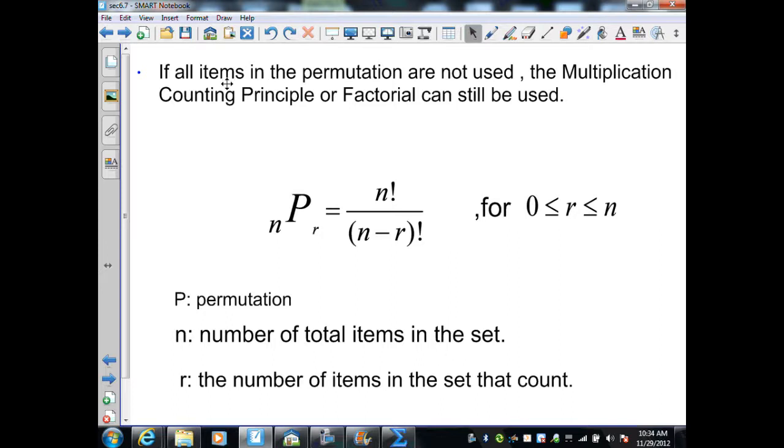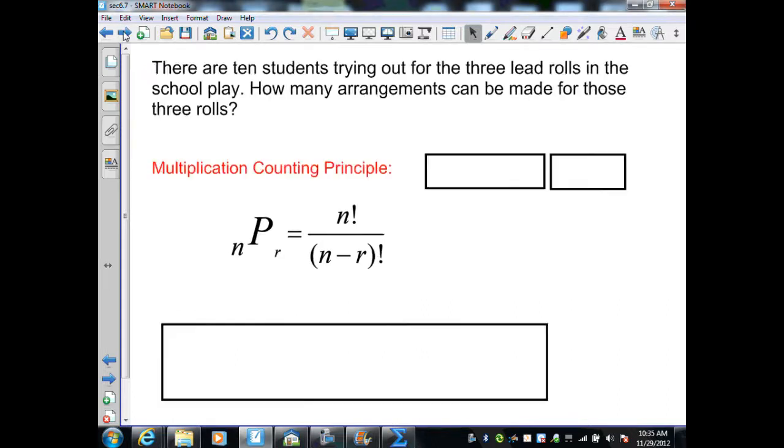If we have a permutation where not all the items are used, the multiplication counting principle or factorial can still be used to solve for that permutation. Here's our factorial method. Here, P for permutation, n is the number of total items in our set, and r is the number of items in the set that are to be counted. And then we substitute those values into the formula, n factorial over the quantity of n minus r factorial, where r is greater than or equal to 0 and less than or equal to n. Let's look at an example where we'll represent the multiplication counting principle and also our factorial for permutation.